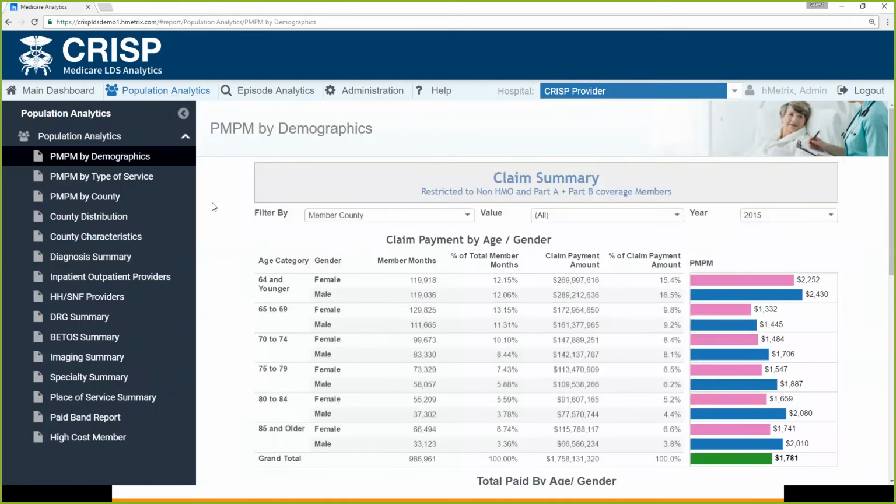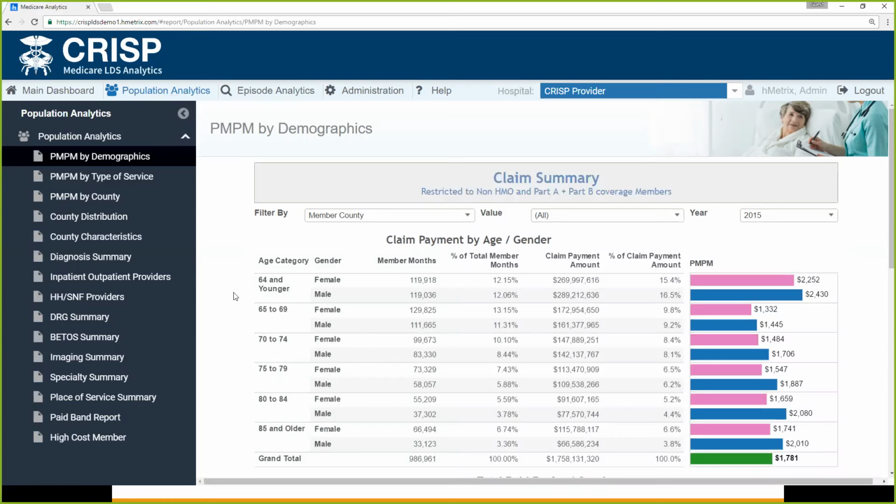So what we're looking at here is the PMPM by demographics. So this is one set of the PMPM reports. This one looks at the demographics. So this is going to be all day today. We're just going to use a demo hospital. And what you're looking at here is a slice of their population based on demographics and some of the different data about those demographics.